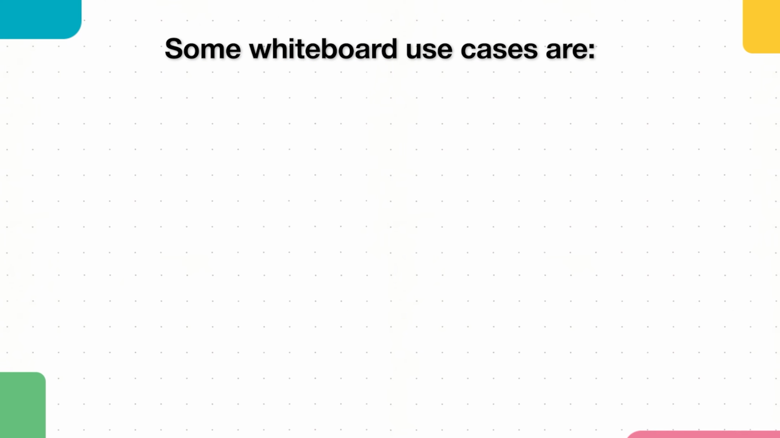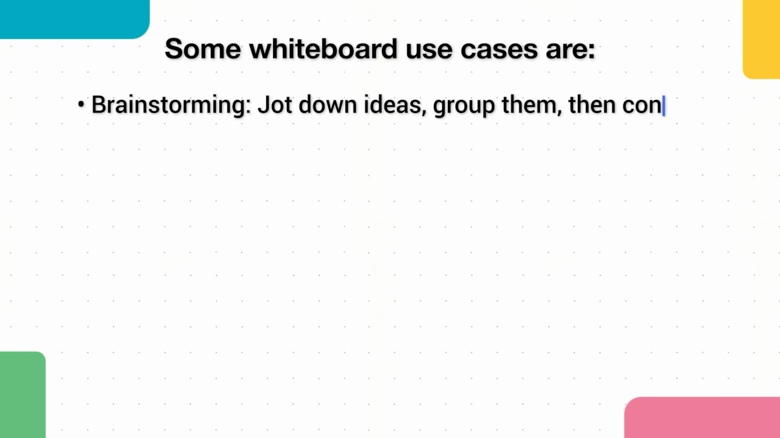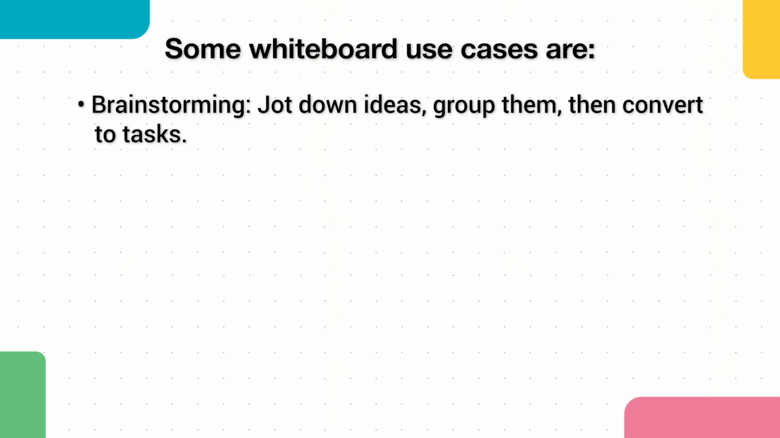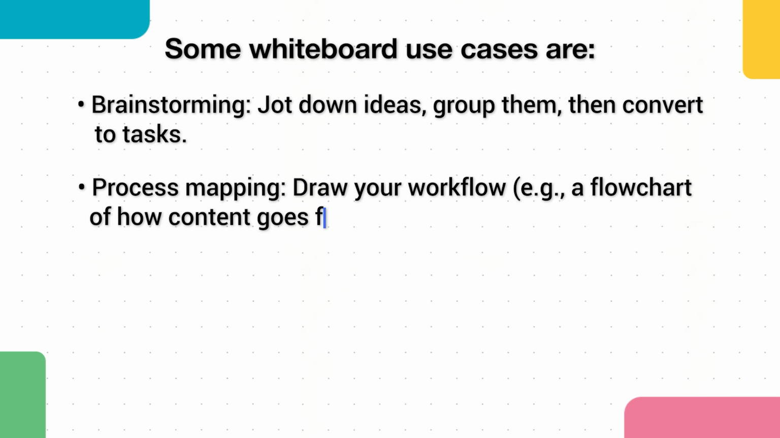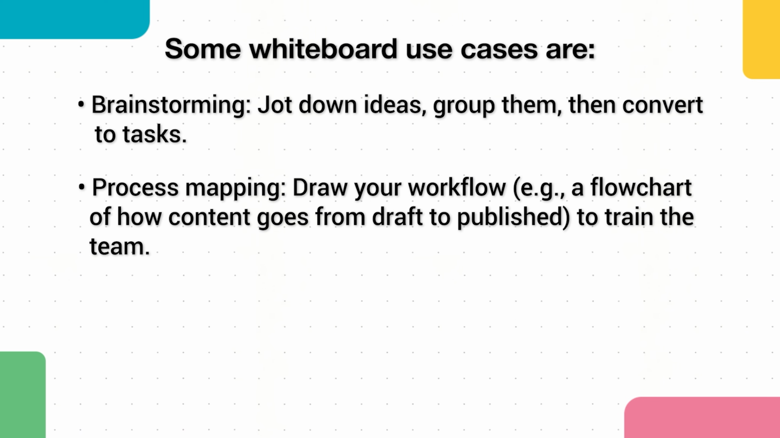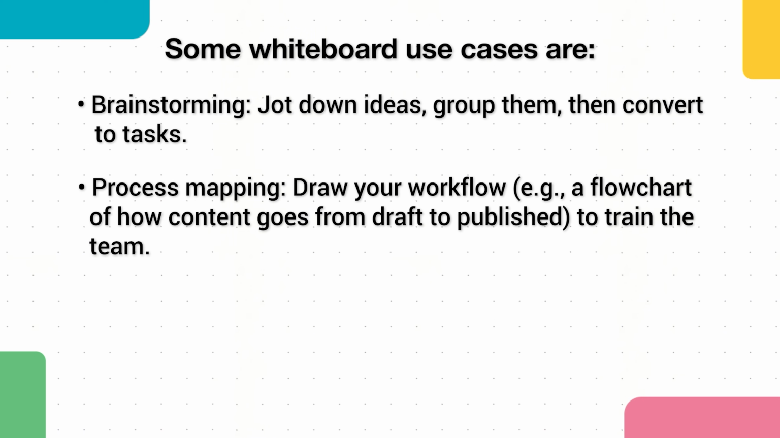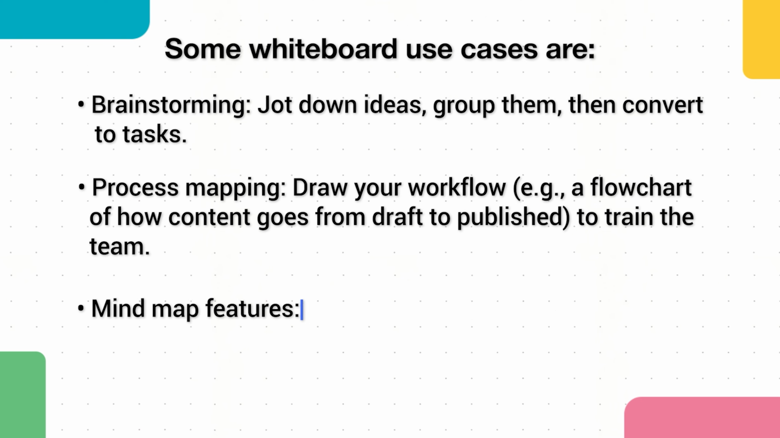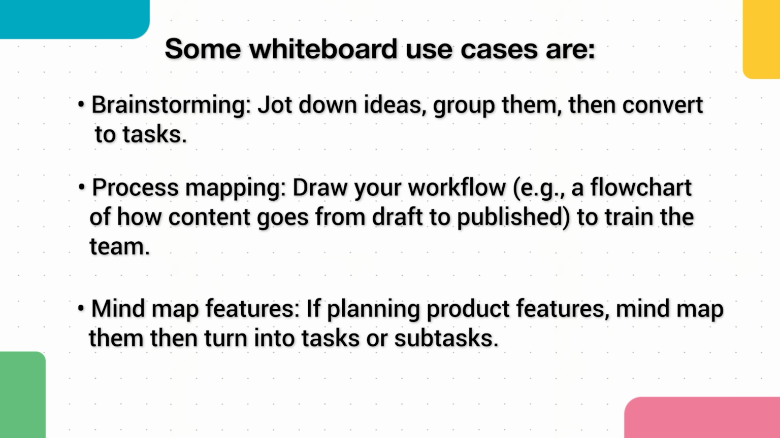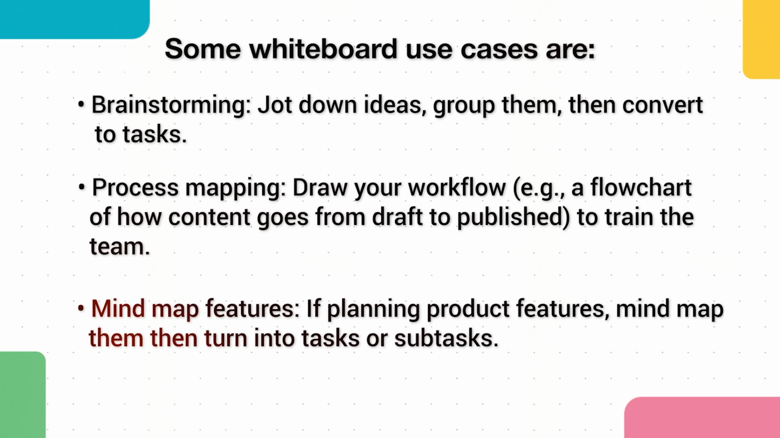So what are some of the use cases? Well, first is brainstorming. You can jot down ideas, group them, then convert them to tasks. Process mapping: draw your workflow, e.g., a flowchart of how content goes from draft to published, to train the team. Mind map features: if planning product features, mind map them, then turn them into tasks or subtasks.